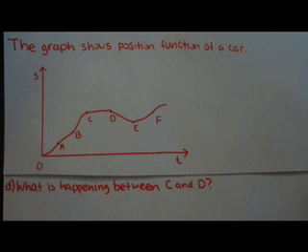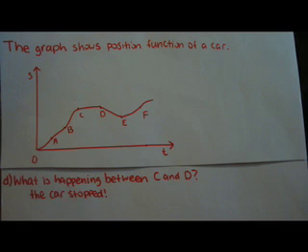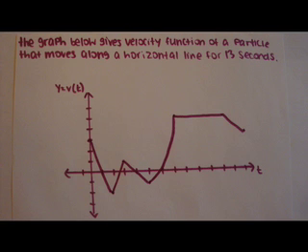The final question is, what is happening between C and D? The answer to this question is that between C and D, the car is stopped. This is because between points C and D, there is no change in position, meaning that the car has not moved.